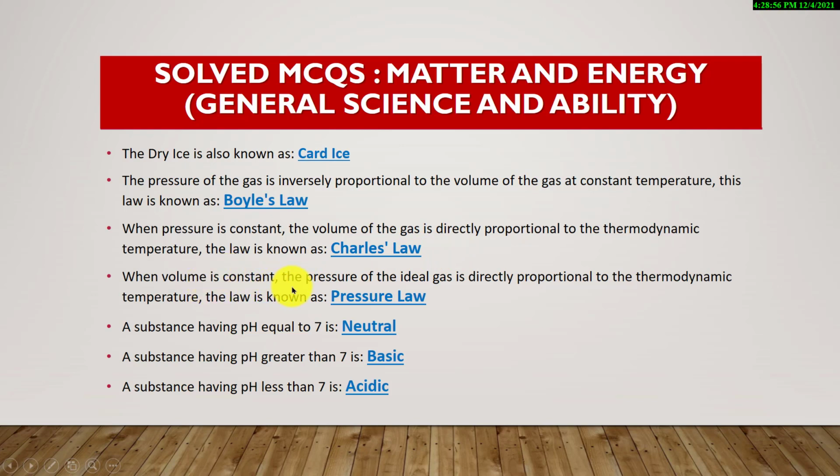When volume is constant, the pressure of the ideal gas is directly proportional to the thermodynamic temperature. The law is known as pressure law. A substance having pH equal to 7 is neutral. A substance having pH greater than 7 is basic. A substance having pH less than 7 is acidic.